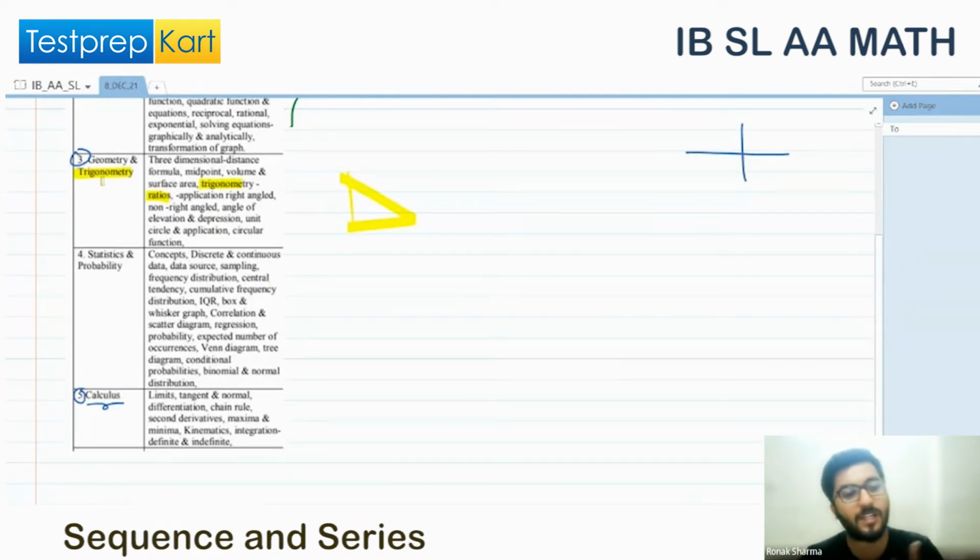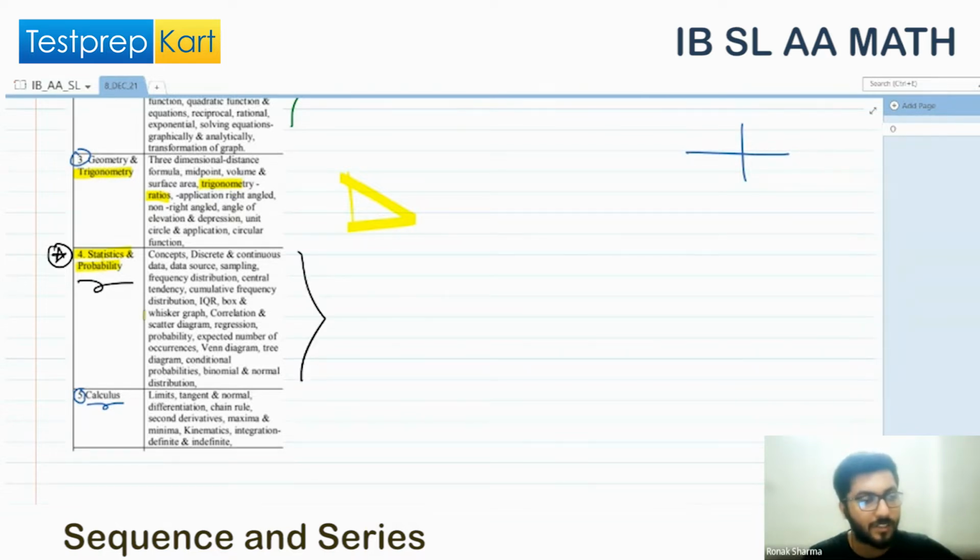Then the fourth unit is again a very different perspective it is going to give you, because it is about statistics and probability. So we're going to see a lot of things. Very important unit, and students tend to become very confused in this unit. So we're going to see it in very detail, in a very detailed manner, no need to worry about it.